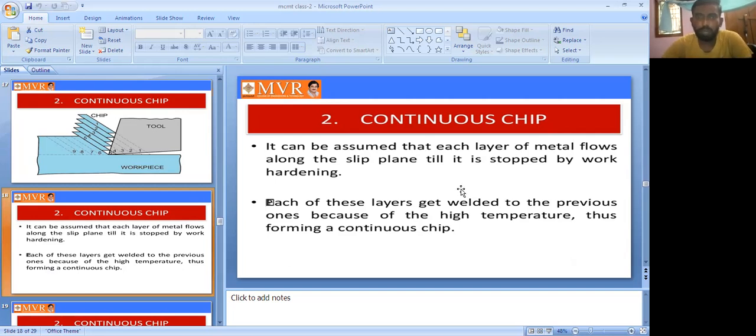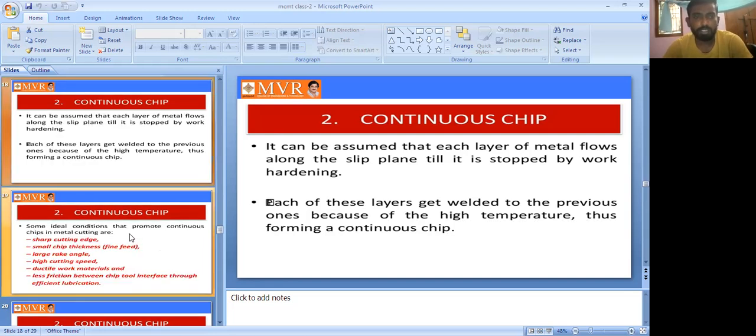Each layer of the metal flows along the slip plane till it is stopped by work hardening. Each of these layers gets welded to the previous ones because of the high temperature, thus forming a continuous chip.